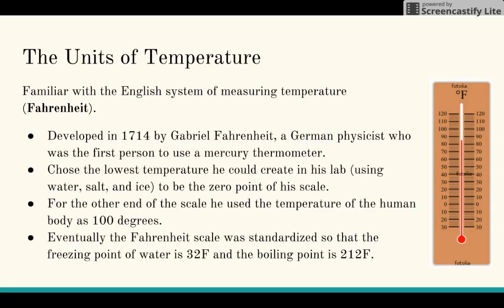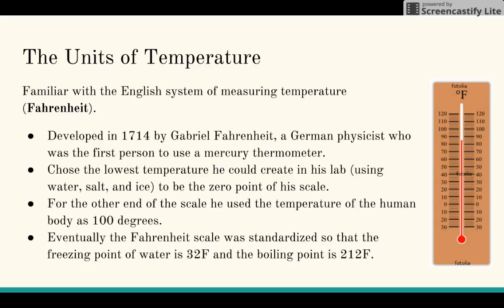There are three units of temperature that we're going to look at. One of them you should already be pretty familiar with. It's called Fahrenheit. It was developed in 1714 by Gabriel Fahrenheit, who's a German physicist. He was the first to use a mercury thermometer, which works by the expansion and contraction of the liquid inside that thermometer. Same idea as what we use today, except we use a different substance that is some type of alcohol.